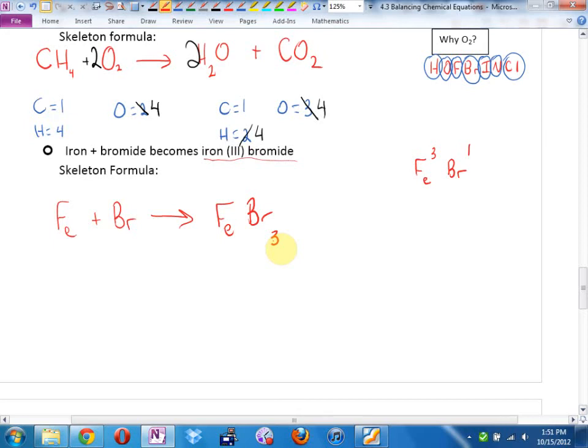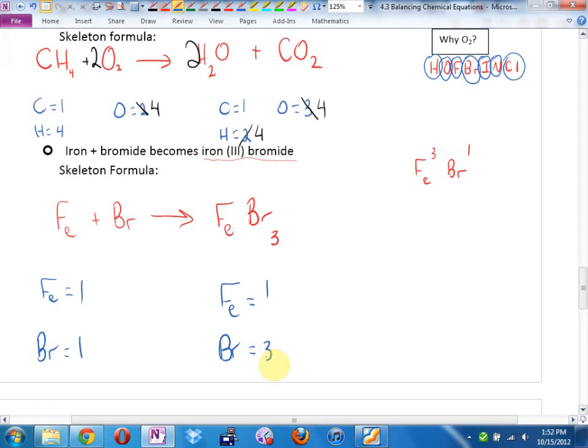Okay, let's list our elements. How many irons do I have on the left right now, Kenzie? It's meant to be obvious. How many irons are there on the left right now? 1. How many bromines do I have on the left right now? 1. On the right, how many irons do I have right now? 1. But how many bromines do I have on the right? Is that balanced? No.